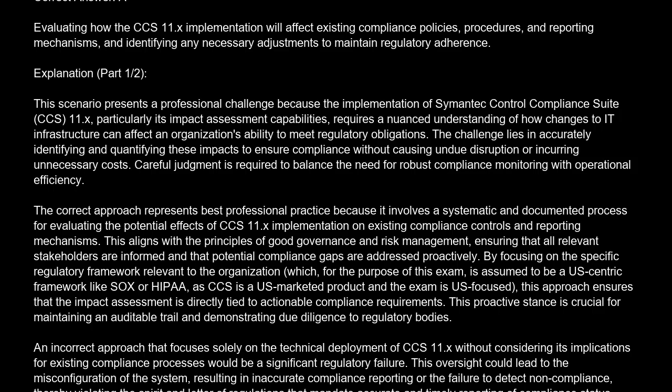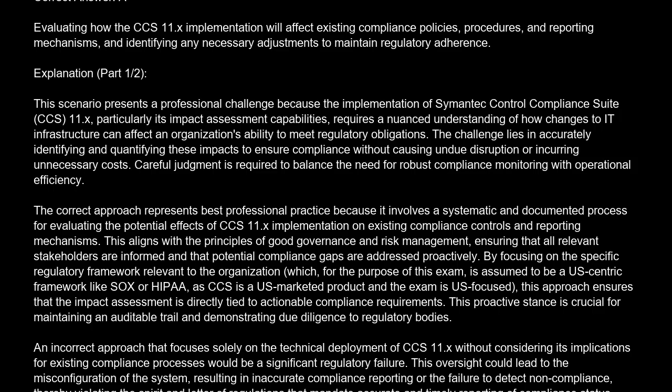The correct approach represents best professional practice because it involves a systematic and documented process for evaluating the potential effects of CCS 11X implementation on existing compliance controls and reporting mechanisms. This aligns with the principles of good governance and risk management, ensuring that all relevant stakeholders are informed and that potential compliance gaps are addressed proactively.